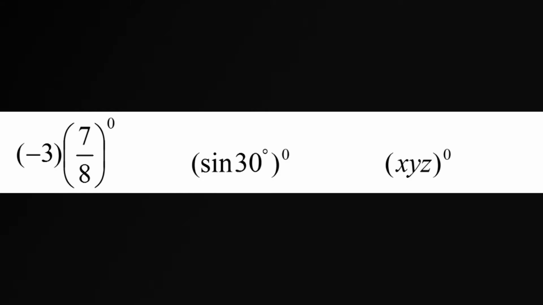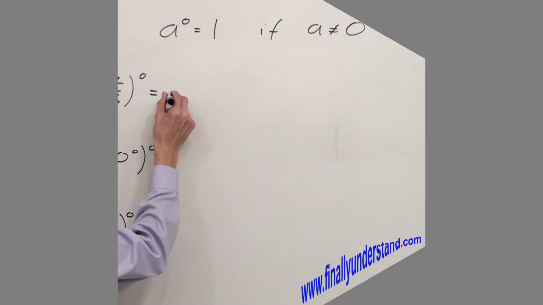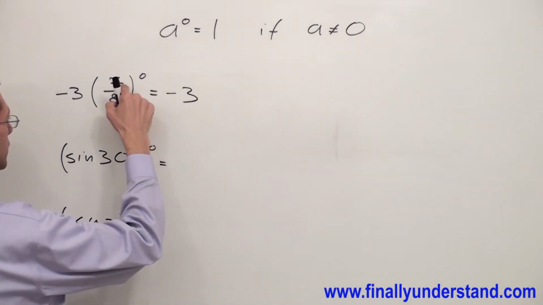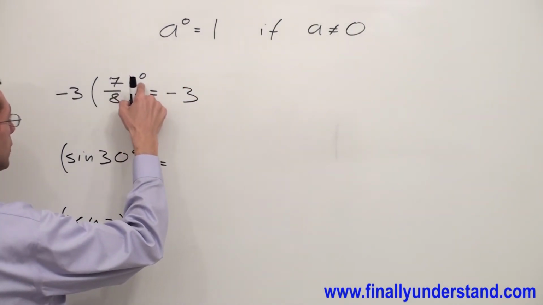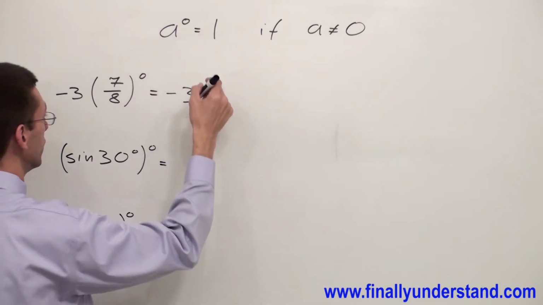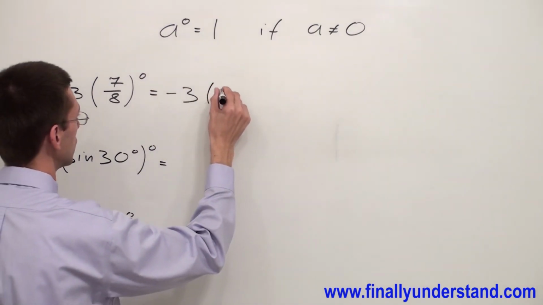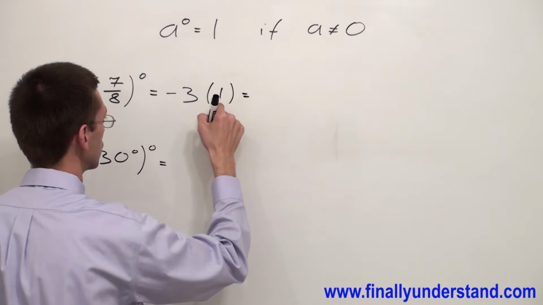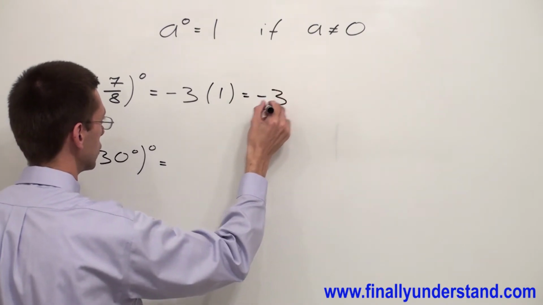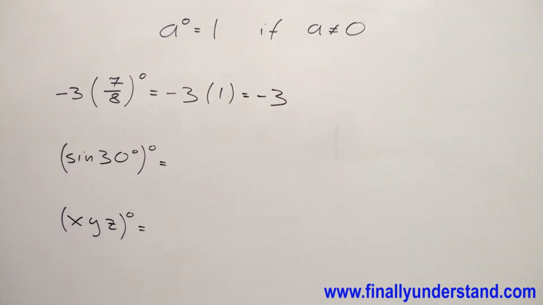I have minus 3 times 7/8 to the 0 power. Let me copy down minus 3, and 7/8 to the 0 power, according to the rule, is going to be equal to 1. So I have minus 3 times 1. Minus 3 times 1 is negative 3. This is the solution to this problem.